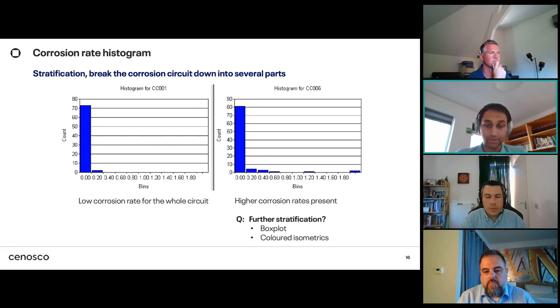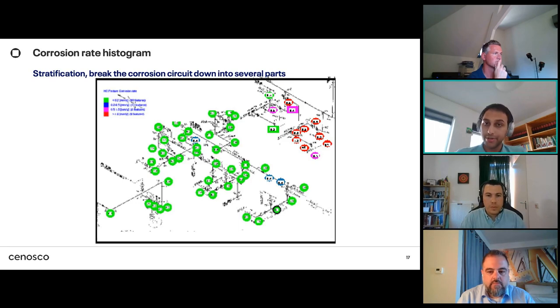Should we look at box plots? Should we be looking at the colored isometrics to look at the particular process, or is it something to do with the environmental conditions and so on? So here you have one of those colored isometrics. On the one hand, the ones marked green have a relatively lower corrosion rate, or rather the corrosion rate as expected.